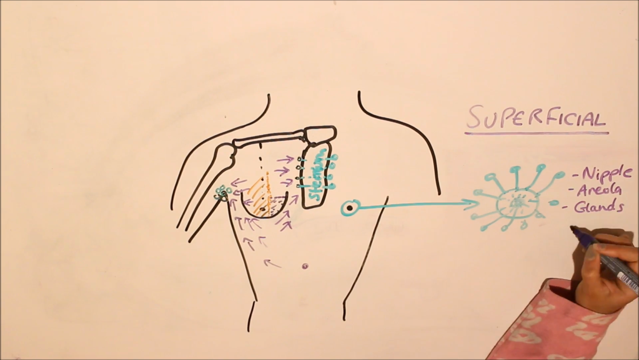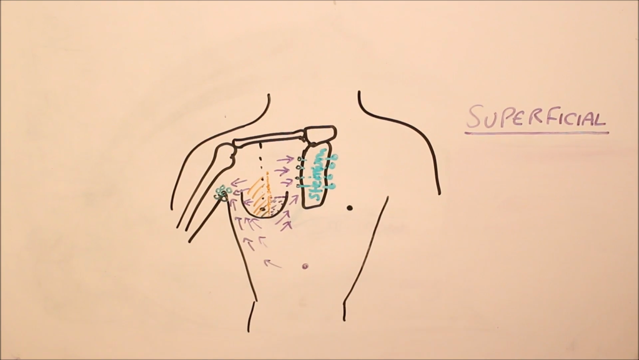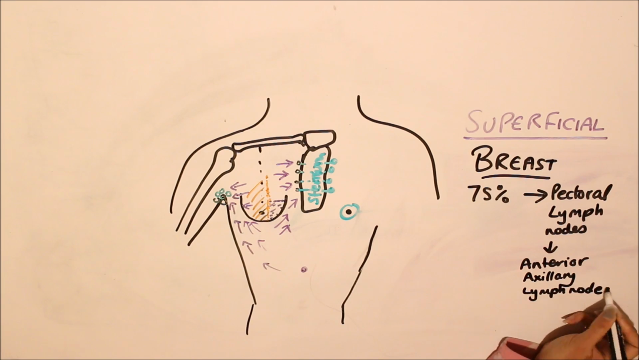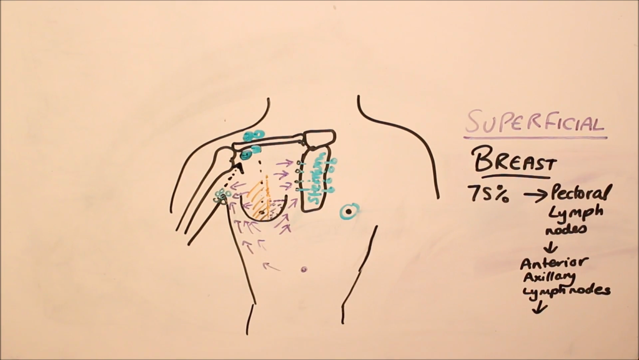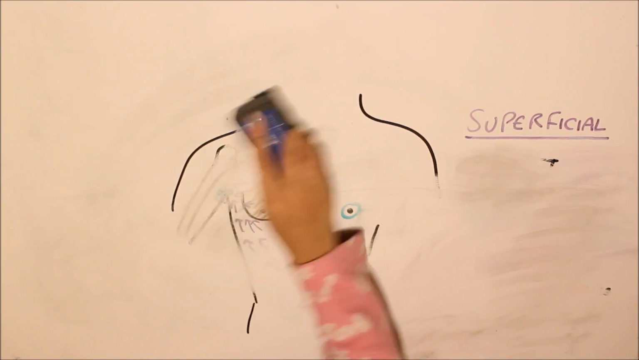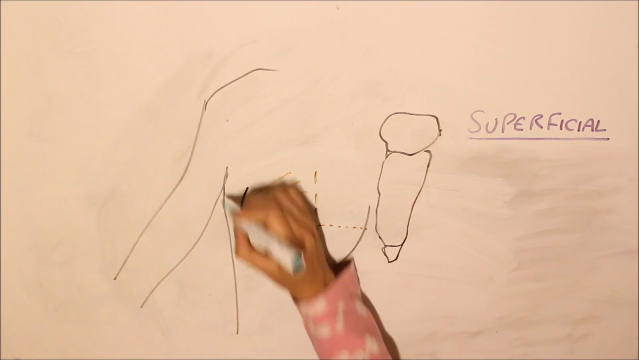The nipple, lobules and mammary glands drain to the subareolar plexuses. Three quarters of the breast drains laterally to the pectoral lymph nodes, which drain to the anterior axillary lymph nodes and then to supra and infraclavicular lymph nodes, to the subclavian trunk, and eventually to the respective venous angles via the thoracic or right lymphatic duct.